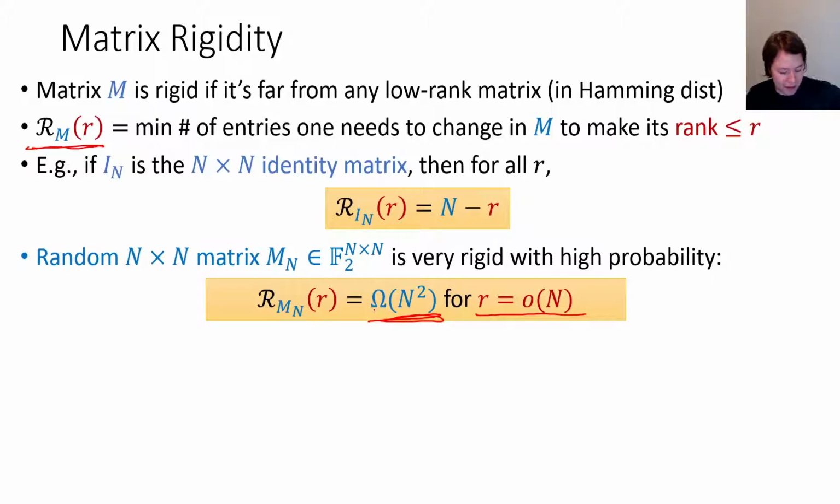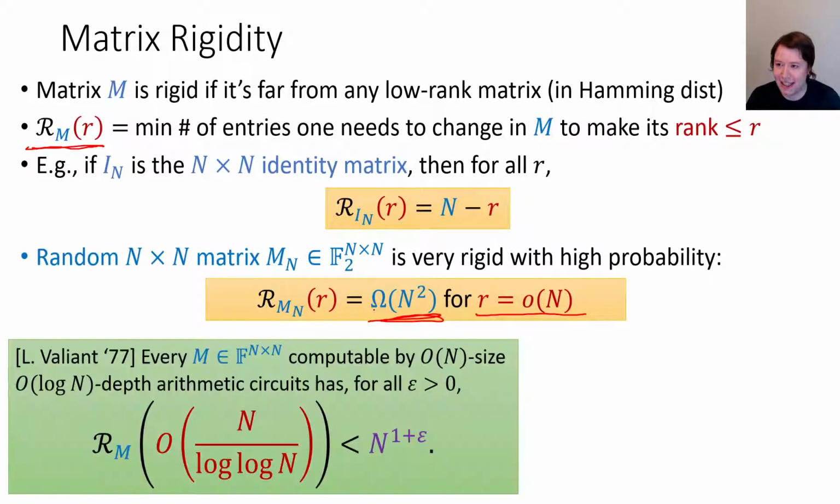Rigidity was introduced in the context of linear circuits by Les Valiant in the 70s. He showed that any matrix that's computable by a linear size, log depth arithmetic or linear circuit has a rigidity upper bound. For any epsilon, you can change n to the 1 plus epsilon entries of the matrix to make its rank sublinear, like n over log n. So he showed that any matrix that has small low-depth circuits is also not too rigid.